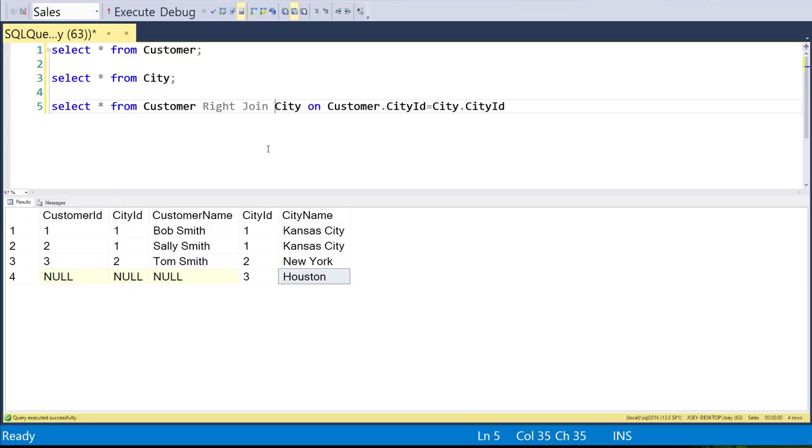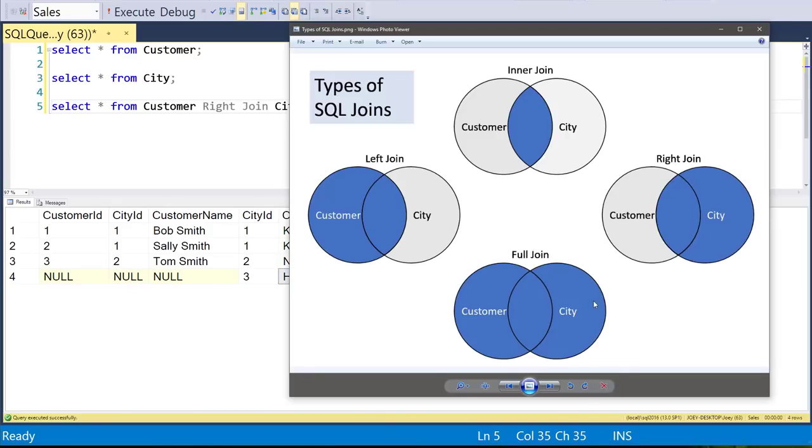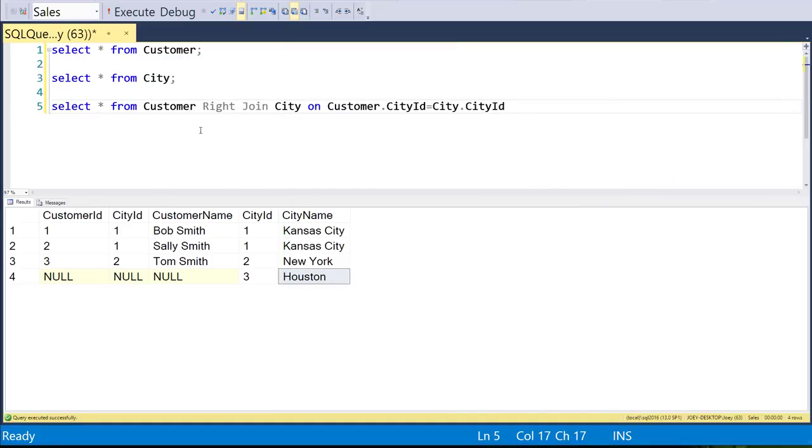So that leads us to the final join we're going to talk about today, and that's the full outer join. So the full outer join, at this point you probably understand where we're going with this, but it's going to get the intersection, so it's going to get what we get in the inner join, but it's also going to get all the customers, even if they don't have a city attached to it, and it's going to get all the cities even if they don't have a customer attached to it. So in order to do that, we're just going to say full.